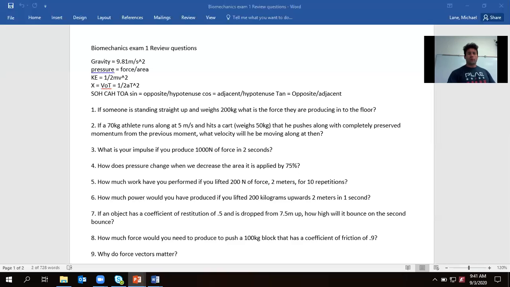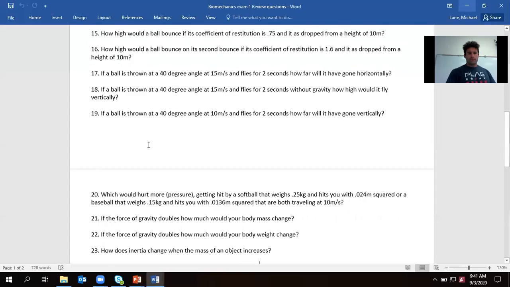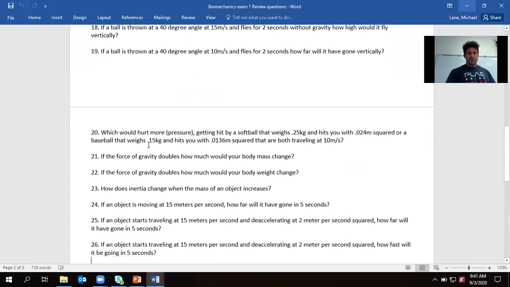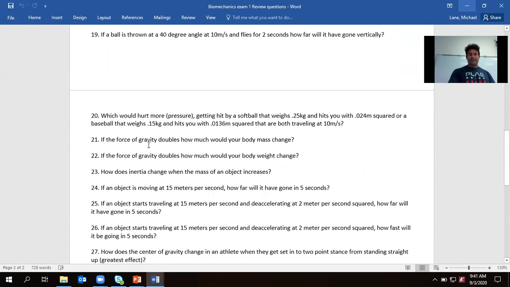All right, number 25. An object starts traveling at 15 meters per second and decelerating at 2 meters per second squared. How far will it have gone in 5 seconds?